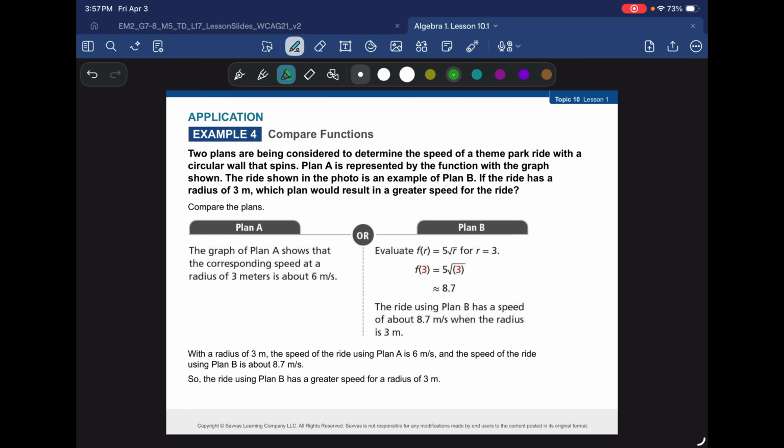And so that's what we have here. For plan B, we're just evaluating f of 3, plugging in 3 for r, and we get approximately 8.7. So 8.7 is greater than 6 meters per second. So if we use plan B, then that will have a faster speed when the radius is 3. Okay, so that one's pretty straightforward. We just had to evaluate a specific radius and compare the two speeds.